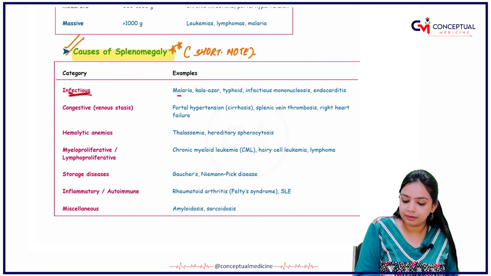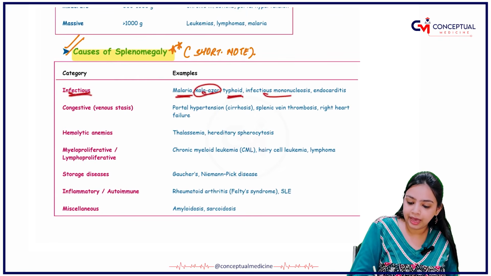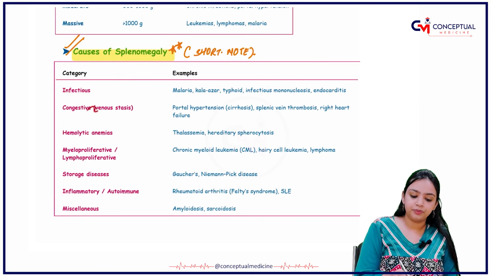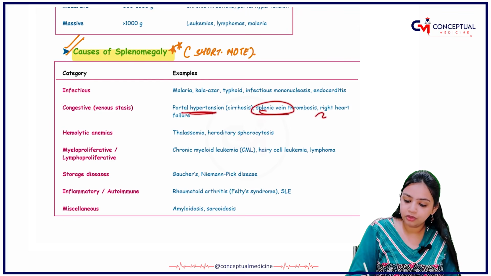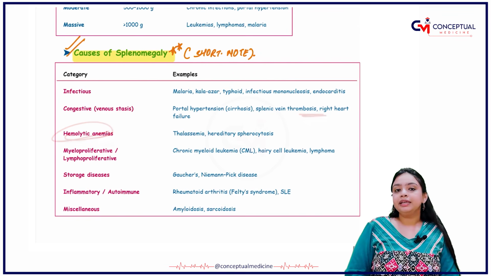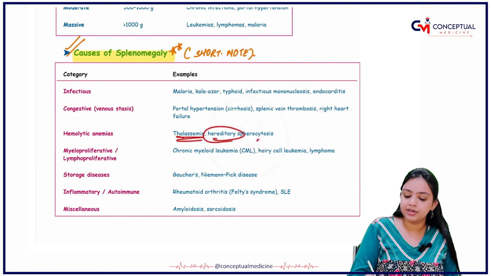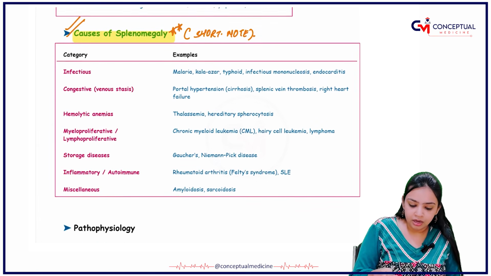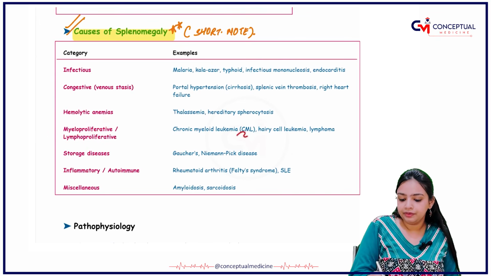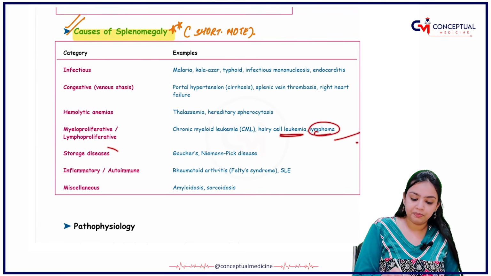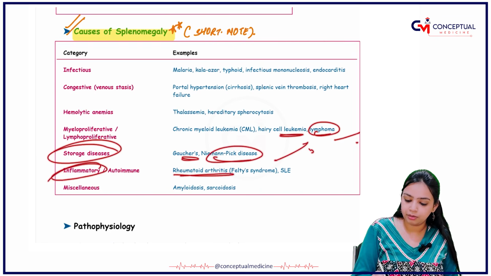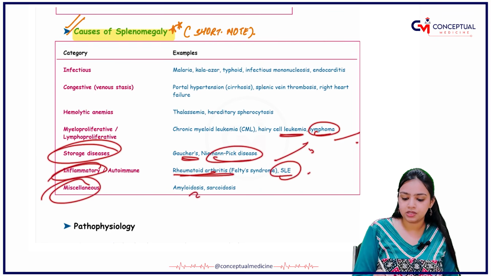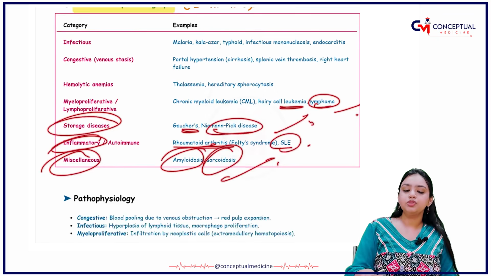Infection: it can be malaria, kala-azar, typhoid, and infectious mononucleosis. Congestive: portal hypertension, splenic vein thrombosis. Hemolytic anemia: examples are thalassemia and hereditary spherocytosis. Myeloproliferative: chronic myeloid leukemia, hairy cell leukemia and lymphoma. Storage disease: Gaucher's and Niemann-Pick disease. Inflammatory: rheumatoid arthritis and SLE. Miscellaneous: amyloidosis and sarcoidosis.